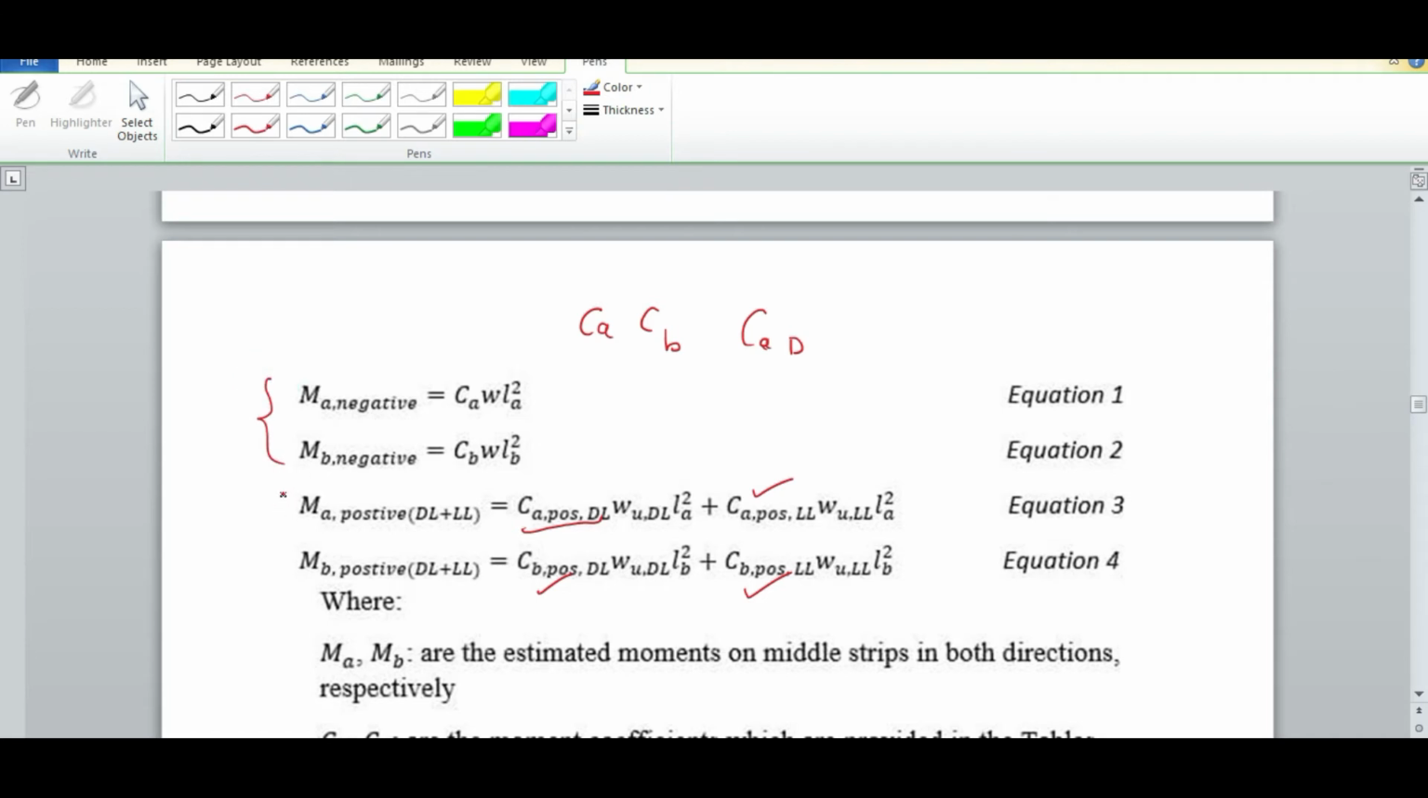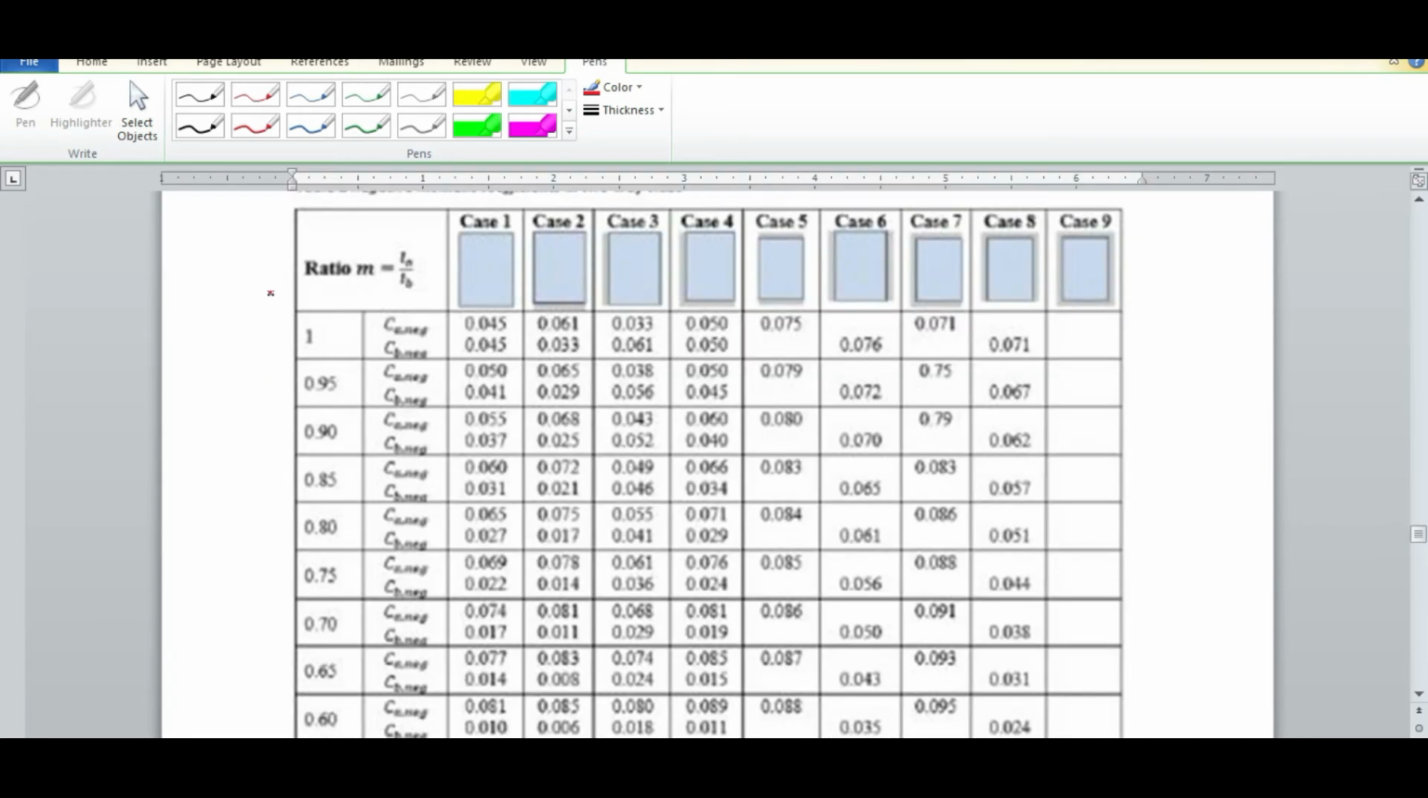These are negative and these are positive. There are different tables for all these different coefficients. Let us find out one by one. See, this table depends upon the value of m, the ratio of smaller edge to larger edge, which is 24/30, which equals 0.8.